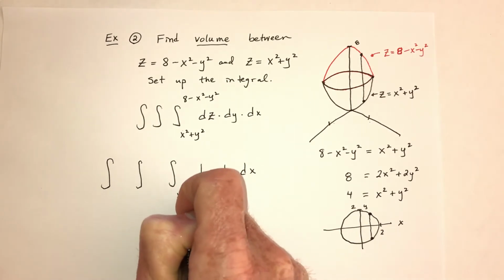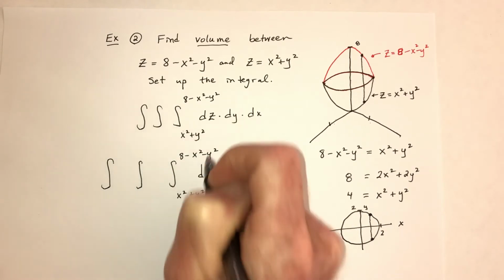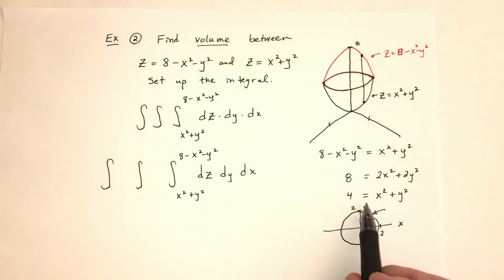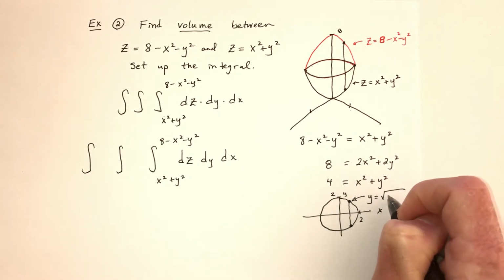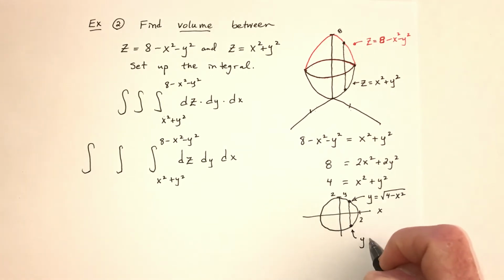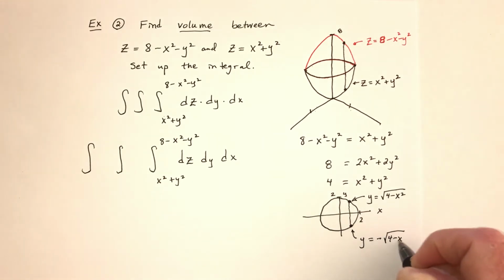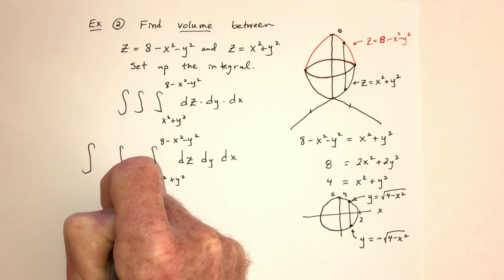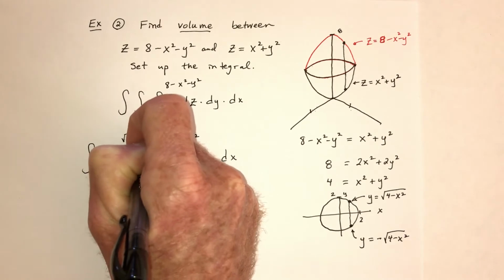So this part is x squared plus y squared. This is 8 minus x squared minus y squared. And then right here, I need to solve for y. So in this equation, then solve for y. So this would be y is equal to the square root of 4 minus x squared. And this one would be when you take the square root and you put the negative in front of it. So y equals negative the square root of 4 minus x squared. So it's going to go from negative the square root of 4 minus x squared to the positive square root of 4 minus x squared.